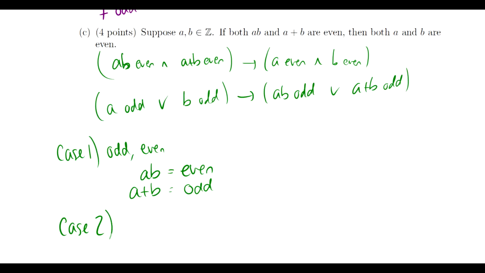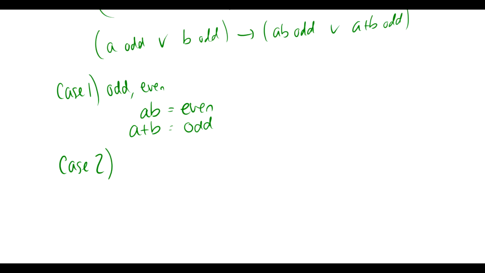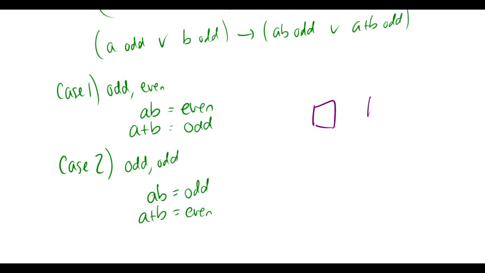Case 1, case 2. Because we have A or B odd, we could pick the case where both of them are odd. If both are odd, then A times B is going to be odd, because an odd times an odd is an odd, but A plus B is going to be even. But because we only need one of those two to be odd, we know that A odd and B odd is going to make A times B odd. So in this case, because both of these conditions satisfy our conditional, we have a proof by contraposition.